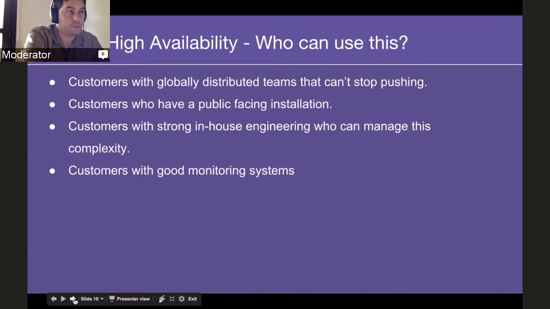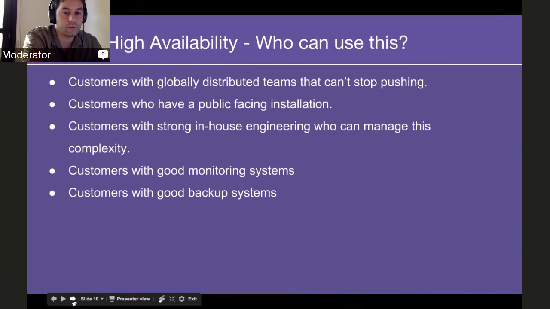Customers with good monitoring systems, right? This requires that you're monitoring a lot and that you understand what you're doing, right? With good backup systems. If things go wrong, you should be sure to have a good backup system, and that you can actually rebuild it if it dies.